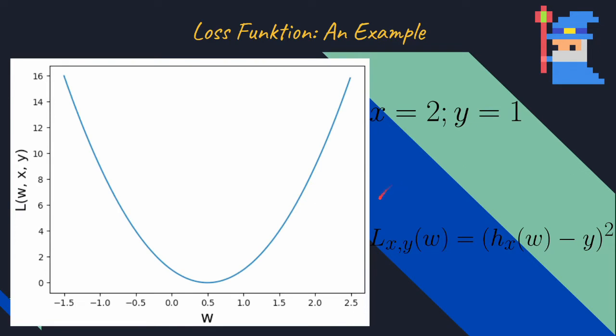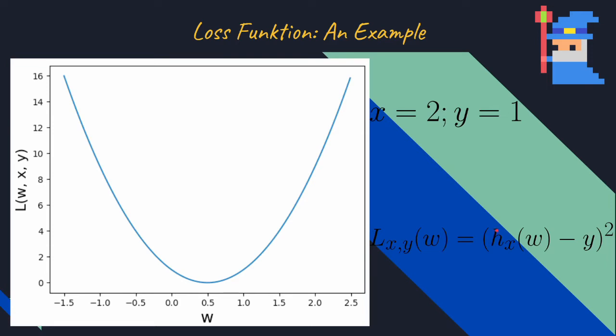So I want to do a thought experiment with you here. So we have the loss for x and y. The fact that they are not in the bracket means that they are fixed numbers, and it's w that we're looking at. So we have the loss function for some given x and y with respect to w. So that's what we have here.